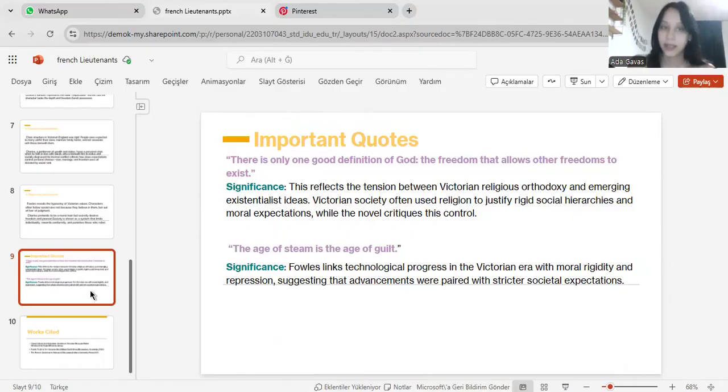The significance is that Fowles links technological progress in the Victorian era with moral rigidity and repression, suggesting that advancements were paired with stricter social expectations.